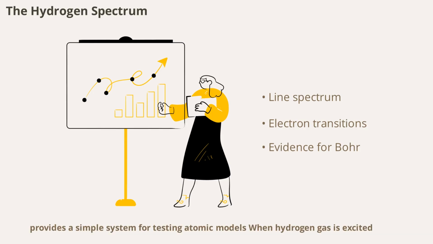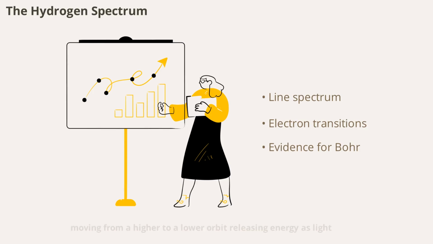When hydrogen gas is excited, it emits light at specific wavelengths, forming a line spectrum. Bohr's model successfully explained these lines by relating them to electron transitions between quantized energy levels. Each spectral line corresponds to an electron moving from a higher to a lower orbit, releasing energy as light. The hydrogen spectrum thus became a key piece of evidence supporting Bohr's theory.